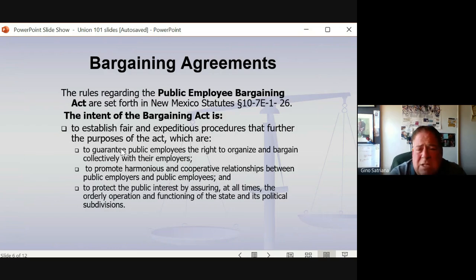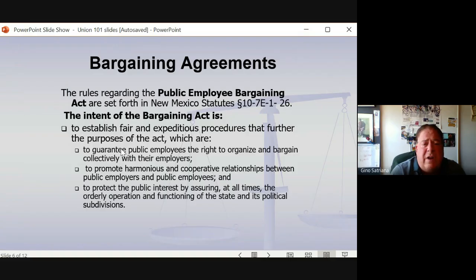Bargaining agreements. This is the PEBA that I was talking about, the rules regarding public employee bargaining. We just got it stronger this year. This last legislative session, it got passed. This gives us the right to organize.